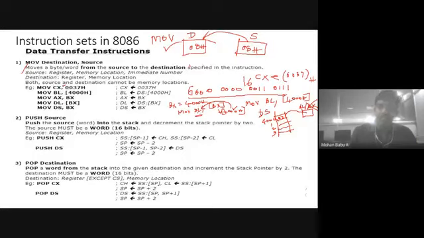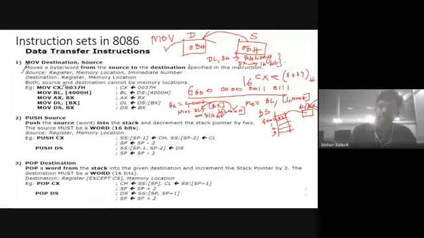So how many bits will the DL register store? 8-bit or 16-bit? Listen carefully now. DL and DH are 8-bit registers. They can store only a maximum of 8 bits. If I mention DX, it can store a maximum of 16 bits.